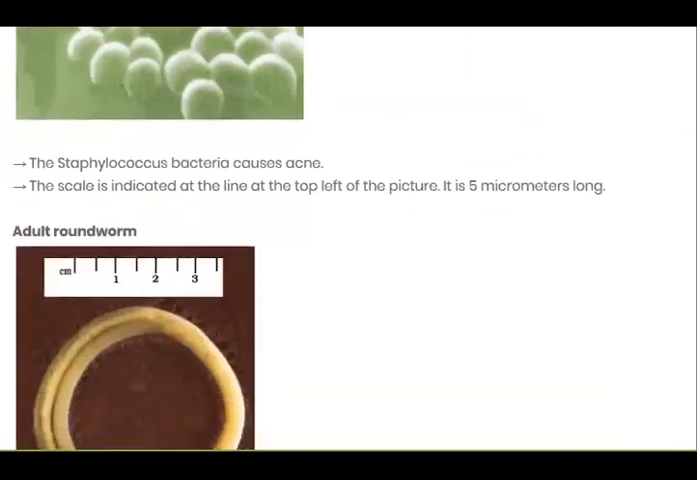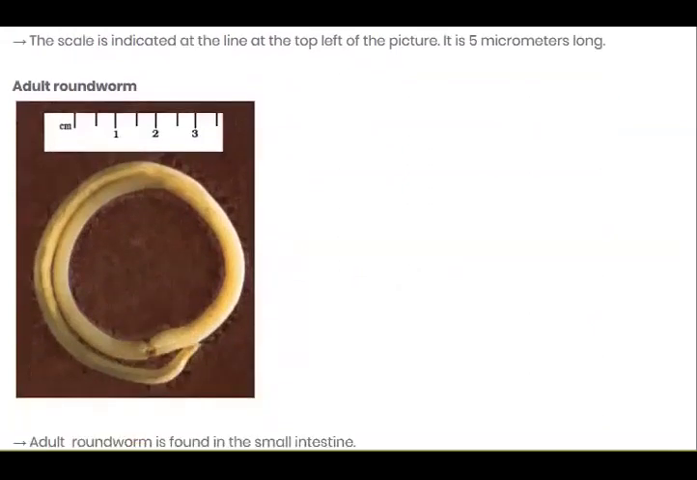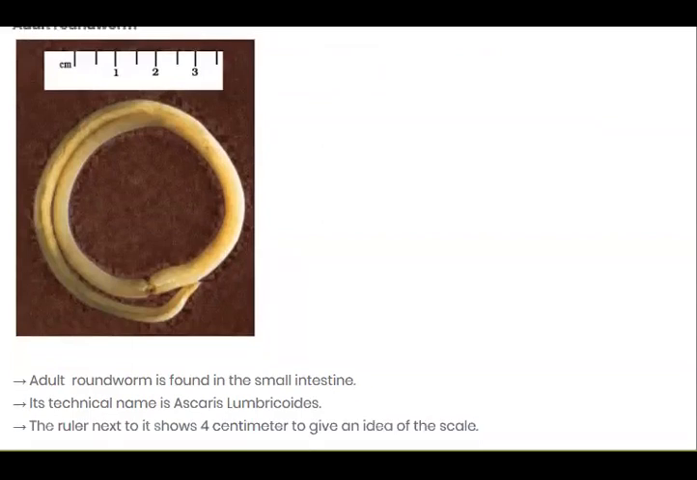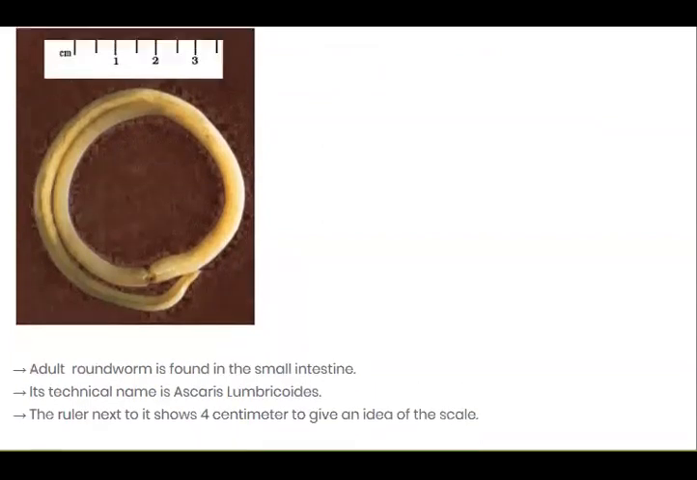Next one, you have the roundworm. It is actually belonging to a type of animal kingdom called Nemathelminthes, and it is an adult roundworm. It is found in the small intestine. Its technical name is Ascaris lumbricoides, and it can cause intestinal problems. It's a parasite that lives in the small intestine. It is an organism of the animal kingdom.